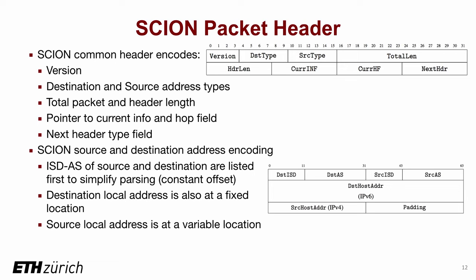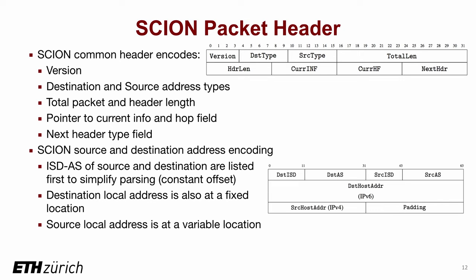Now, the source and destination addresses in SCION can have different types. And we have the structure at the bottom, you can see, which encodes the source and destination addresses. So in order to have fixed locations for the destination ISD and destination AS, we have first the destination ISD, destination AS, followed by the source ISD and source AS. As the local addresses can be variable sized, we list them afterwards.